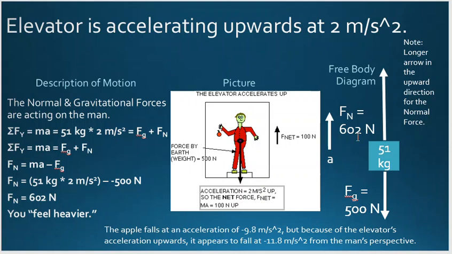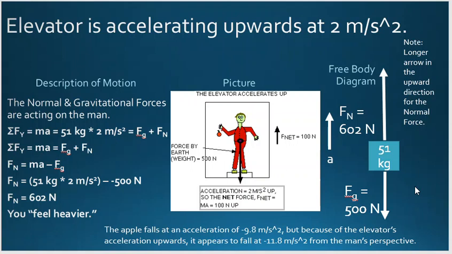On our free body diagram, the magnitude of the normal force is going to be greater, so it's represented with a longer arrow than gravity. Remember, gravity is constant. It doesn't change. It never will change on the man as long as he is 51 kilograms.